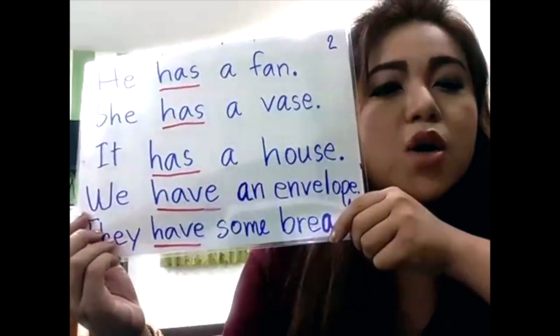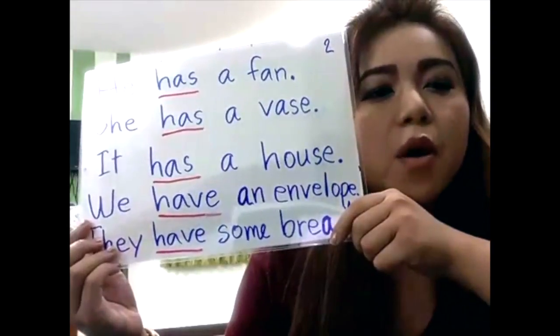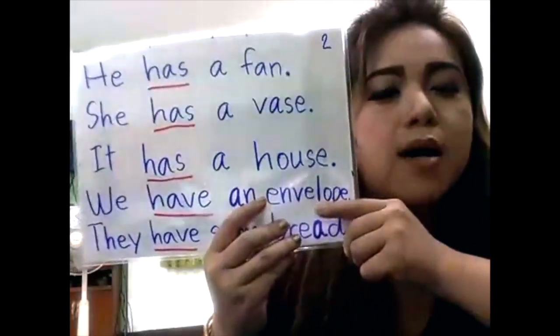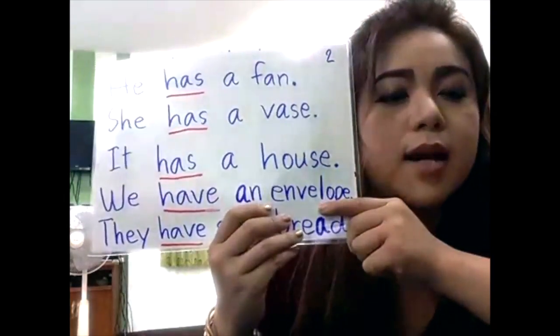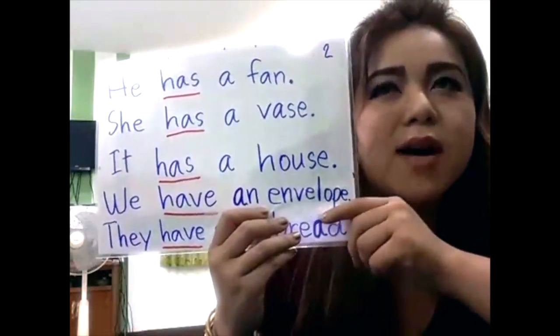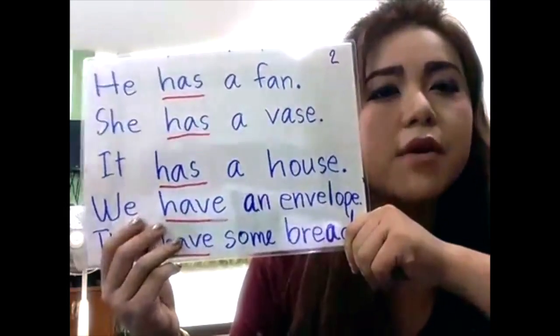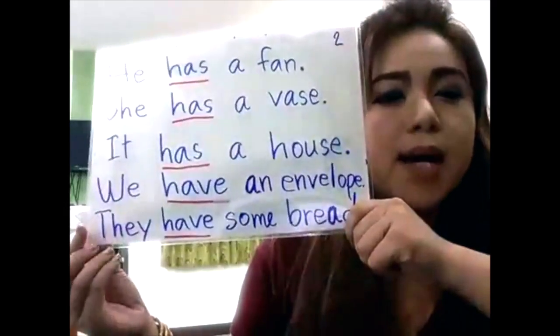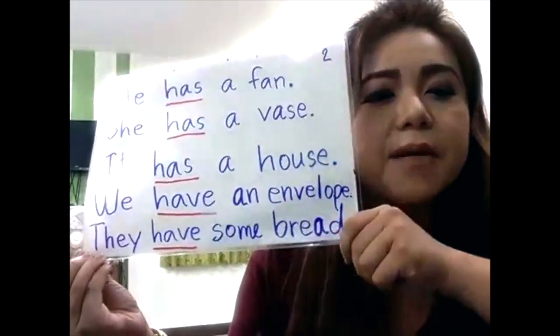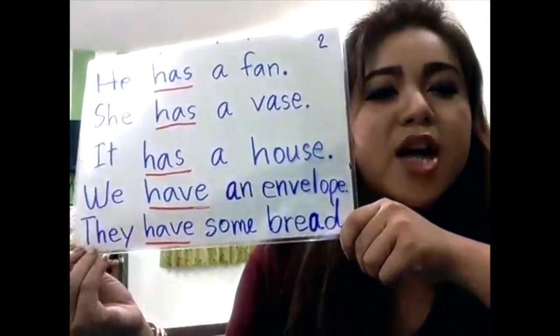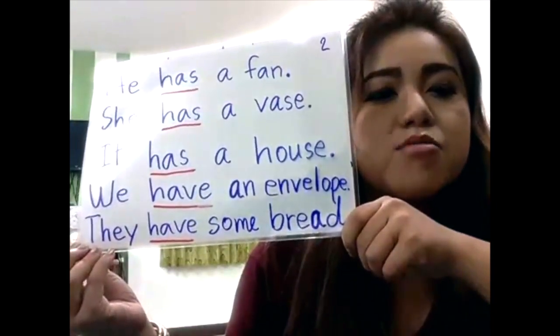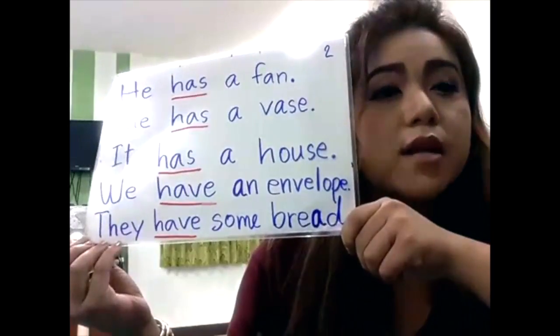Jack is the uncle of Tom. Tom is the nephew of Jack. Jack is also the uncle of Joy. Jill is the aunt of Joy. Joy is the niece of Jill. She is also the niece of Jack.